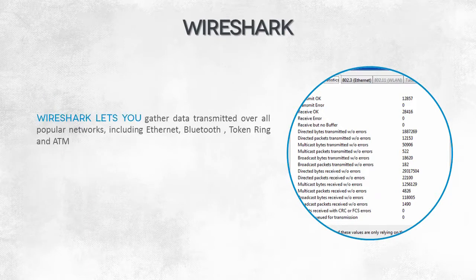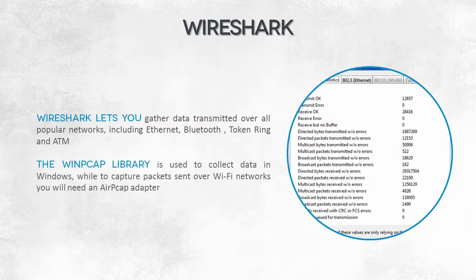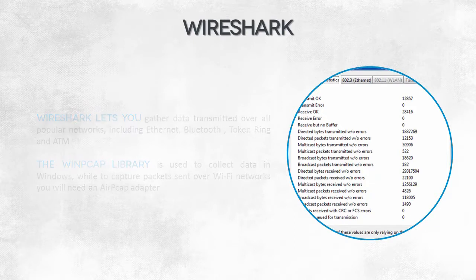The advantage of Wireshark is that it collects data sent by all types of popular networks: Ethernet, Bluetooth, or the less commonly used token ring. The data collection program uses the WinPCAP library in the Windows environment. You can use it to collect data sent over wireless networks too, but it requires the AirPCAP adapter or a Wi-Fi adapter compatible with Wireshark. On the airpcap.com website, you can order such an adapter.